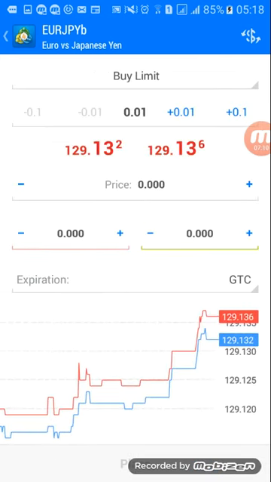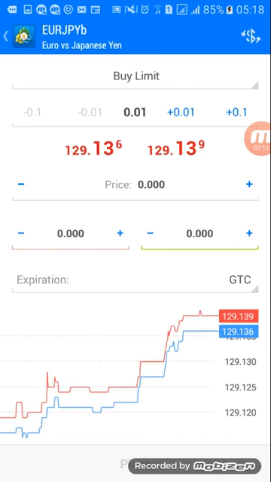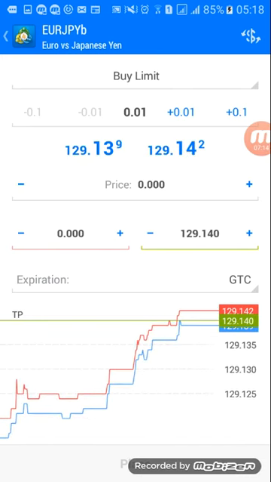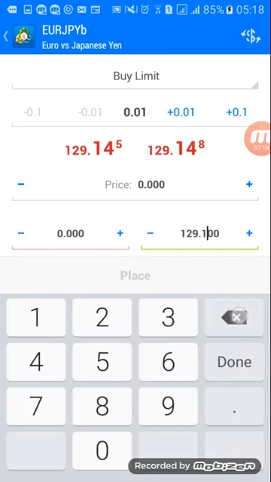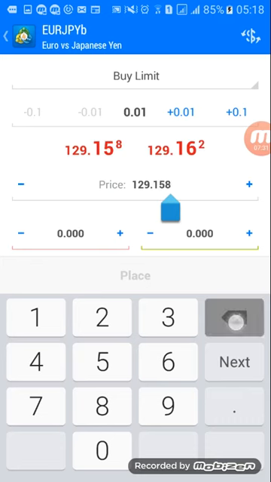Remember, you see the same thing: lot size, you place your price, and then these two here are just take profit and stop loss. Remember, it's buy limit, you have to place it below. Suppose you want to place it exactly at 129.00, then you just do this, you place. Okay, you place. That's how these things work.